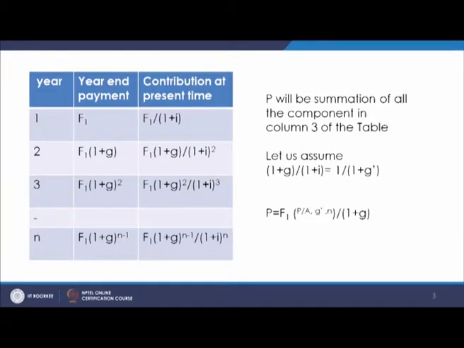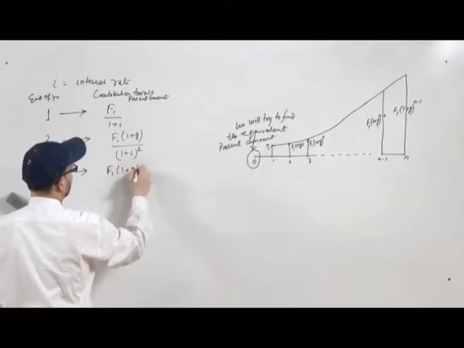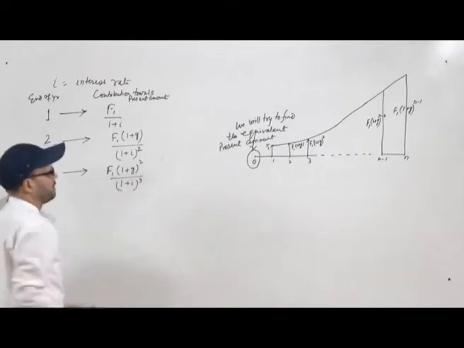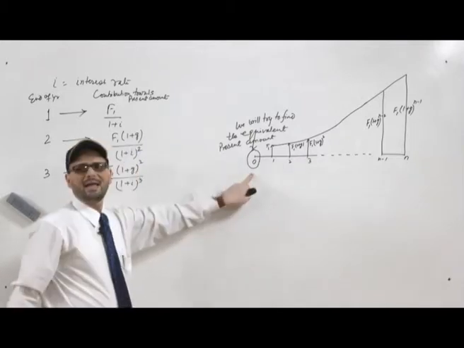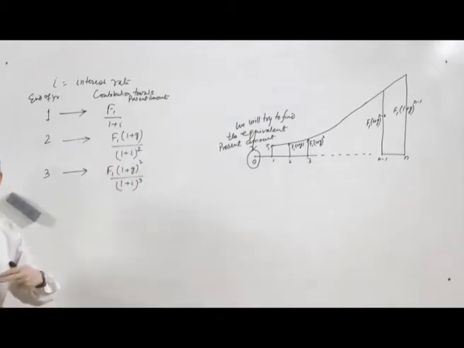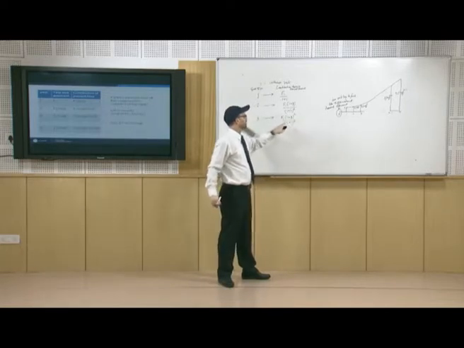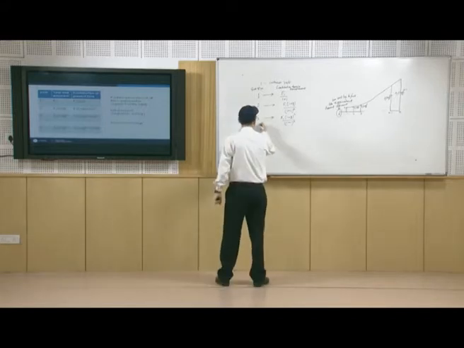So, this way in the third year, as we have seen, you pay in the third year F1 into 1 plus G raised to the power 2 divided by 1 plus I raised to the power 3, because the amount is paid 3 years hence and its equivalent value at the present time will be this multiplied by 1 plus I raised to the power minus 3 or divided by 1 plus I raised to the power 3. In this way we are getting a series.